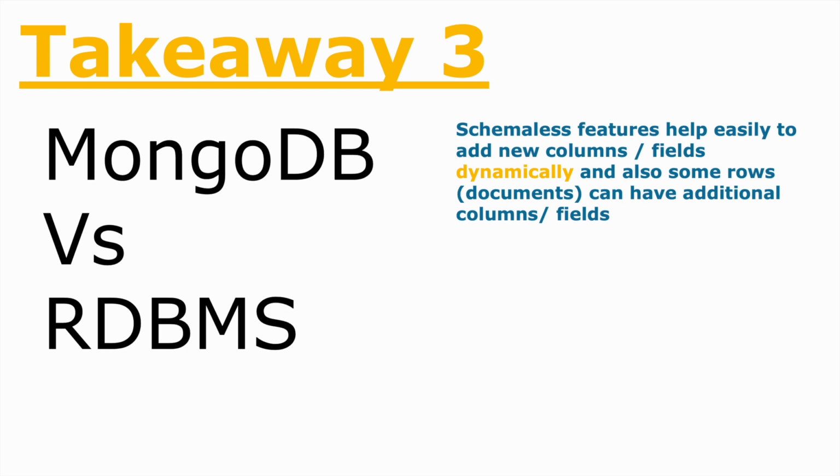Now you might think that RDBMS also gives you the ability to alter the table and add columns in future. But the primary difference with MongoDB, or with a document-oriented database, is that a document-oriented database is schema-less from the ground up, which means unlike RDBMS, the columns which do not contain data for specific rows do not exist at all. So they do not occupy any space. So that is the schemaless feature.